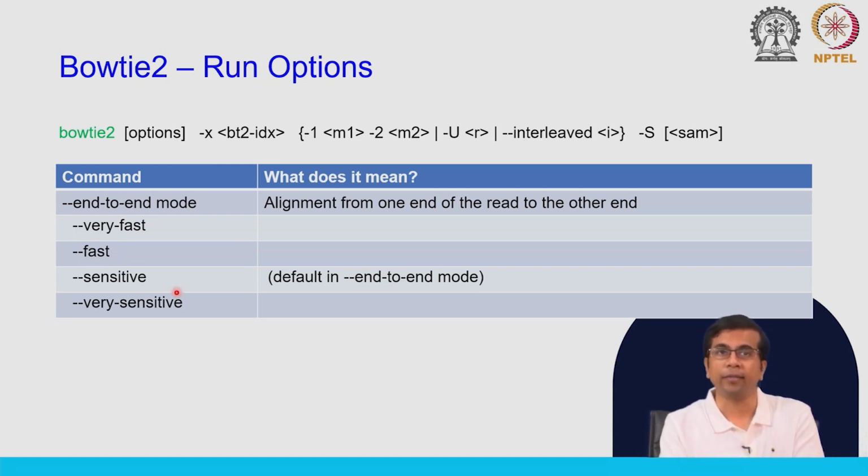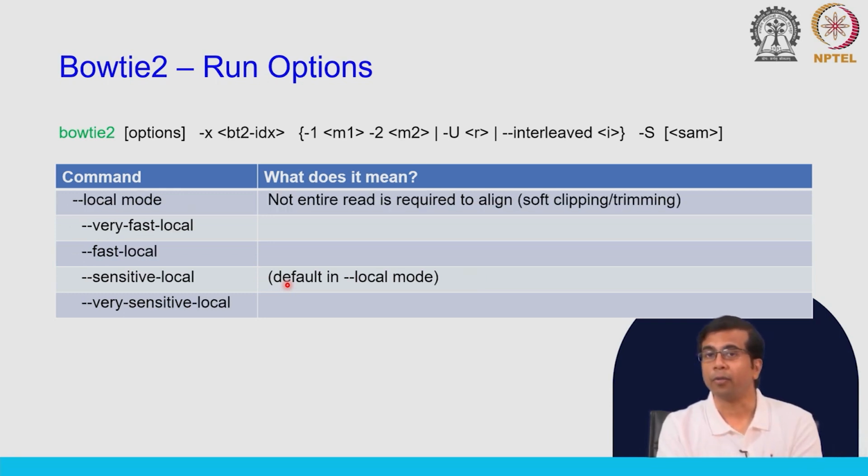And then you have sensitive and very sensitive. Very sensitive is the slowest one. It will do the exhaustive searching and try to find the best match for all reads. This will be the slowest, but it will give you the most accurate results. So, if you are working with a small data set and you want very accurate results, then you probably run with this very sensitive option. The default option is --sensitive. If you are running in end to end mode, this is the default option, and it works quite well. As you will see, once you have run a lot of read data for alignment, you will see this option is actually good enough for us.